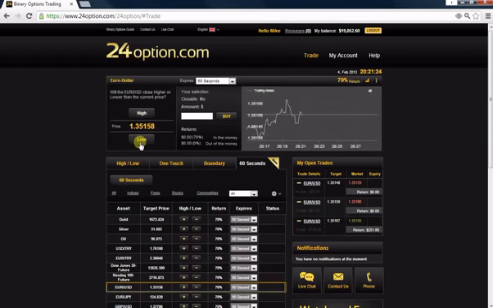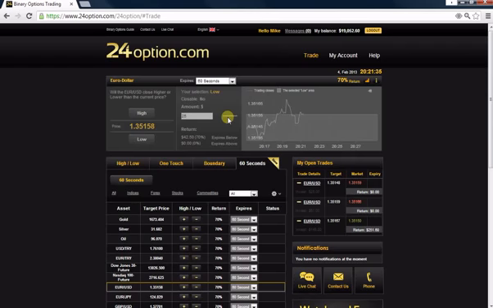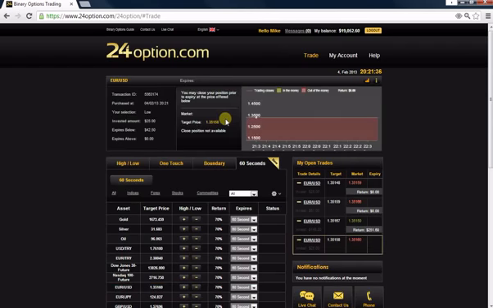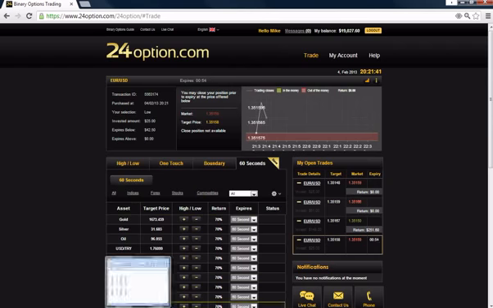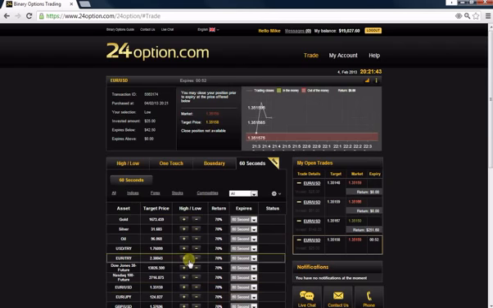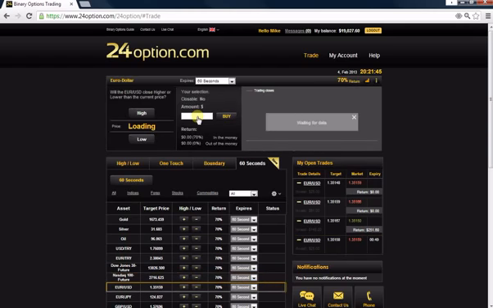Okay, we're going to go with a put, pardon me, and we're going to again start at $25, and we're going to purchase this. And again, we're going to get the next trade ready. Don't forget that you actually have to click this in order to prepare the next trade.